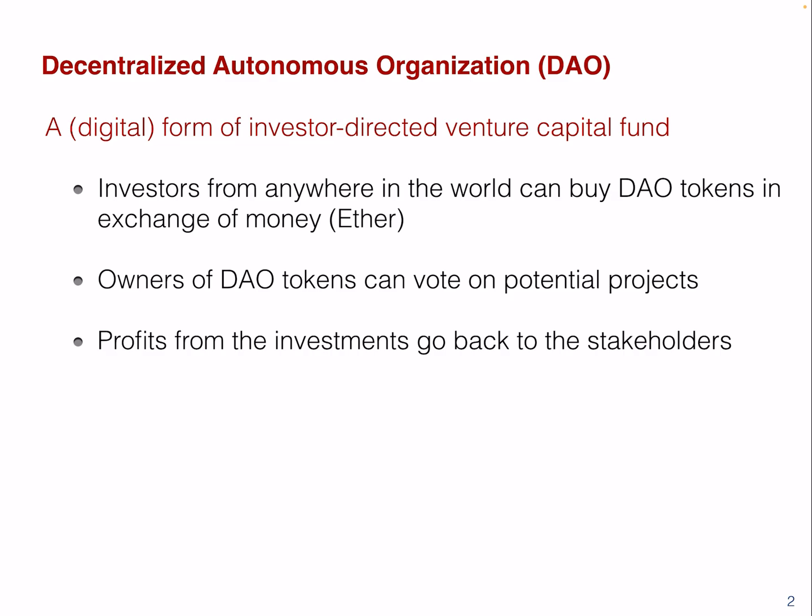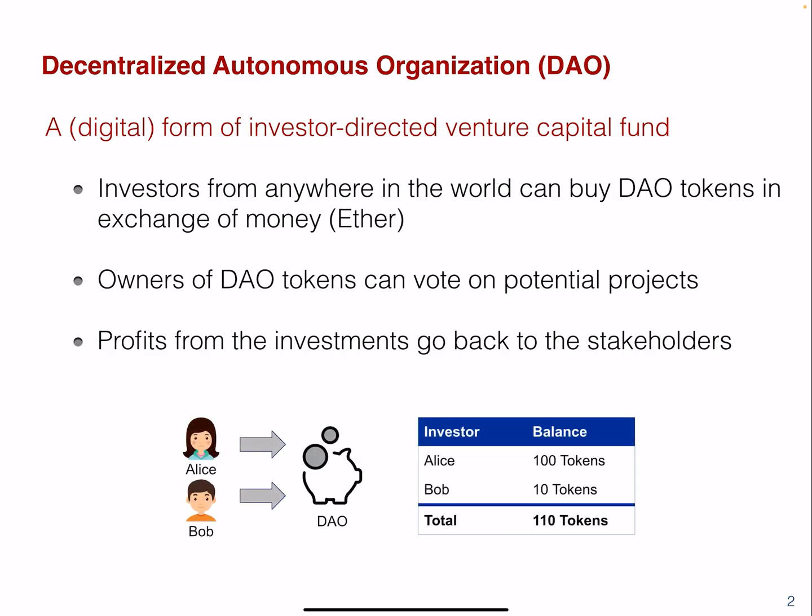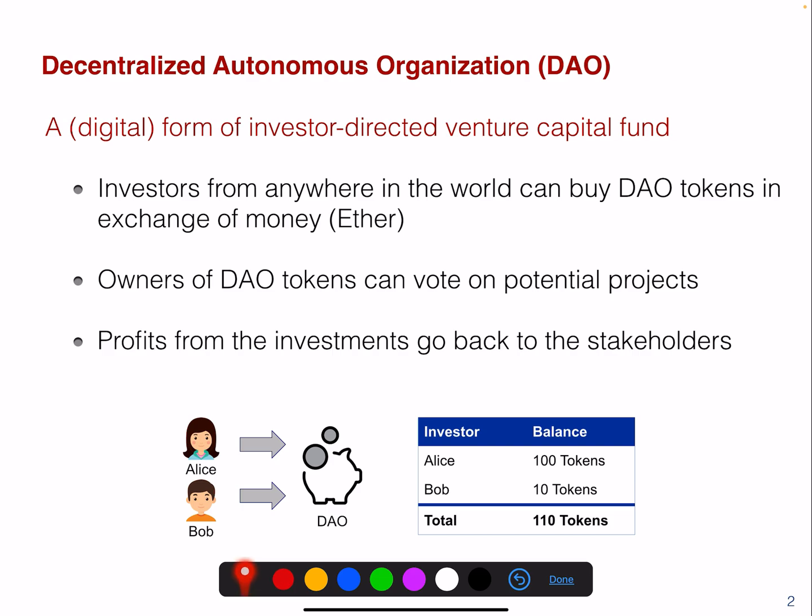So the Ether within the DAO is used to pay out to different projects. And then the profits go back to the stakeholders, if there are profits generated. You can think here of having Alice and Bob, two parties. They each have a certain balance of tokens in the contract. And this is the total amount of tokens that are allocated.